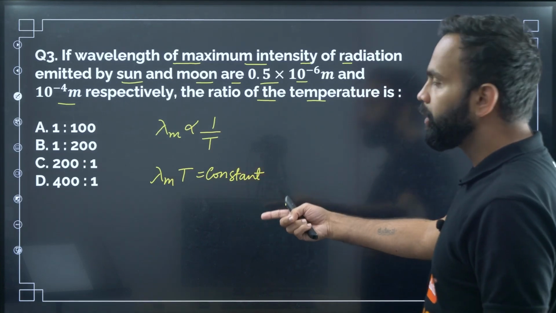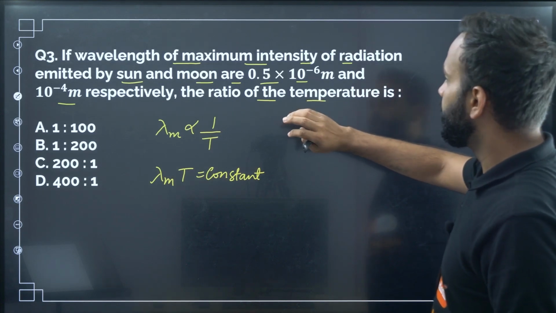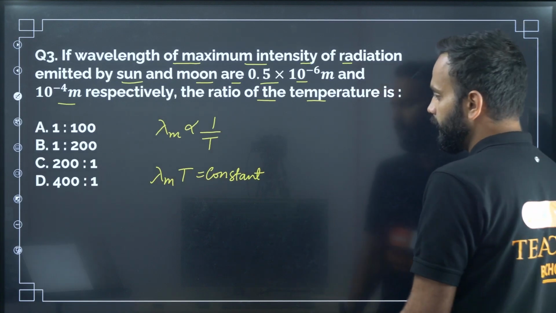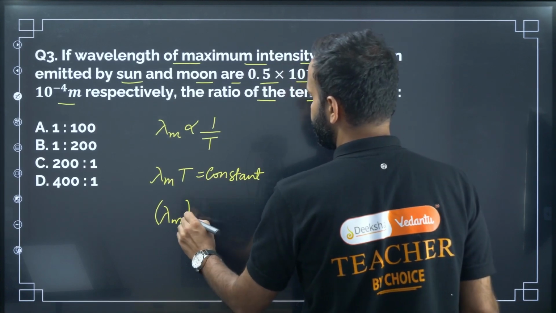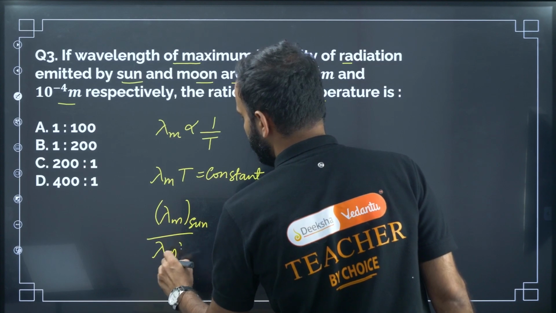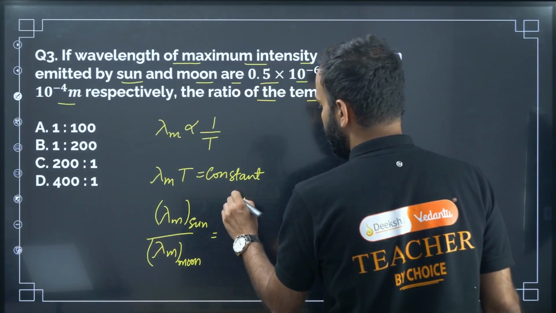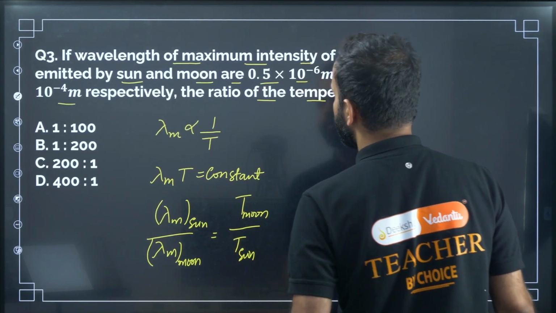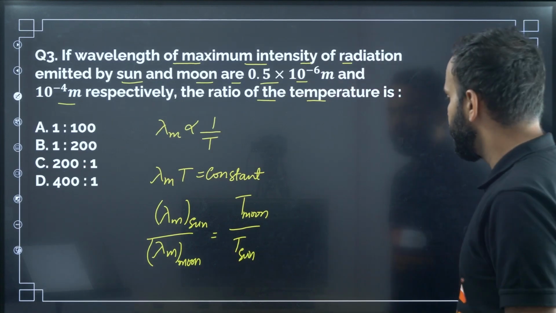Lambda m is the maximum wavelength. Now the maximum wavelengths emitted by the sun and moon are 0.5 into 10 to the power minus 6 meter and 10 to the power minus 4 meter. So lambda m of sun divided by lambda m of moon is equal to T of moon divided by T of sun. We need to find T of sun by T of moon.